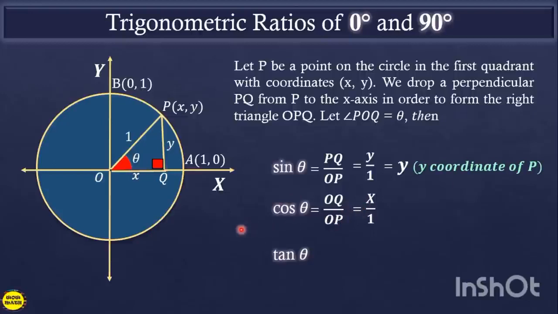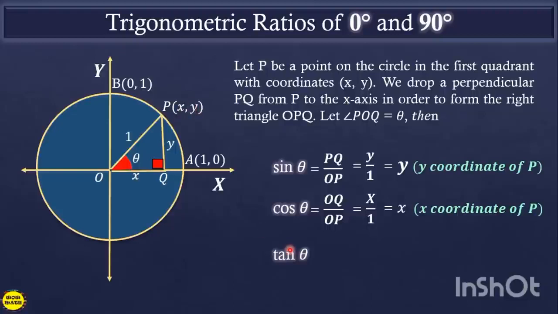Kasi po ang cosine natin ay adjacent. So, ito po yung adjacent natin, x. And then, adjacent over hypotenuse, ito yung hypotenuse, 1. So, x over 1 is equal to x. And this is your x-coordinate of P. So, para makuha mo yung cosine mo, kunin mo yung x-coordinate. Okay? So, ganun lang po. Para makuha yung sine, y-coordinate. Para makuha yung cosine, x-coordinate.